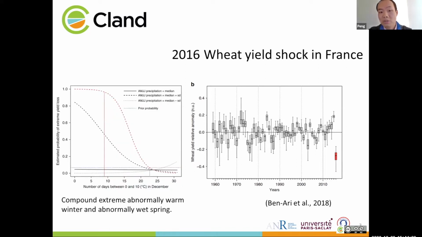When they did the attribution analysis, they found the yield shock is primarily driven by the compound of an extremely warm winter and a wetter spring. So this study sheds light on how to use a statistical model to better understand the climate drivers of yield shock events.